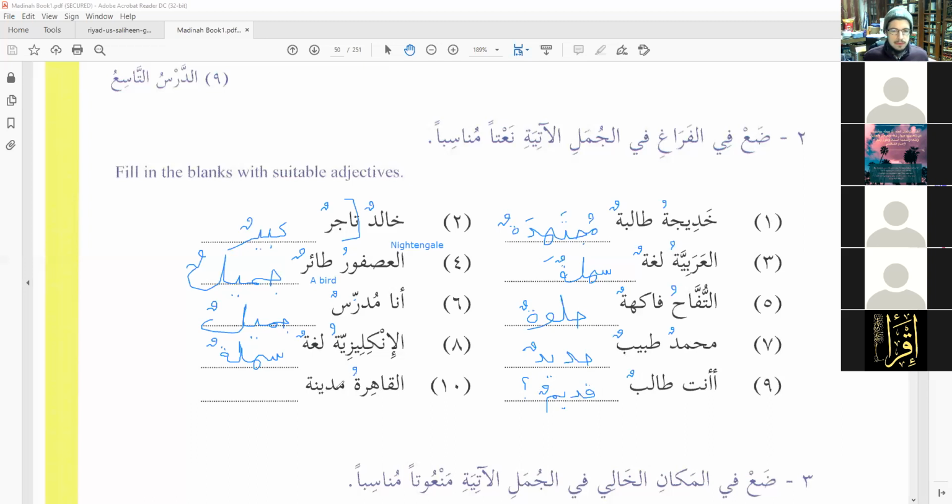Al-Qahiratu Madinatun Kabiratun. Excellent work. Good job. And she also made kabiratun match madinatun in the 4 things it has to. Okay, singular, singular, feminine, feminine, marfu', marfu', nakira, nakira. Excellent work. And that is exactly 40 minutes on the dot.